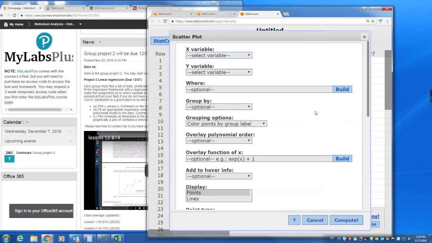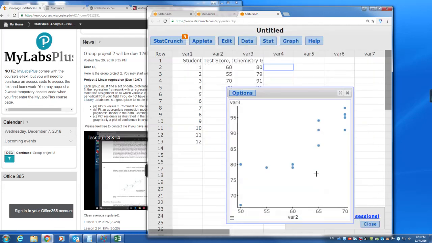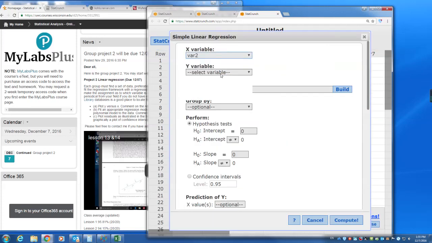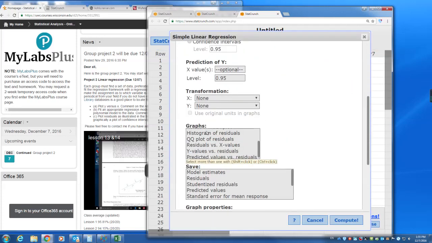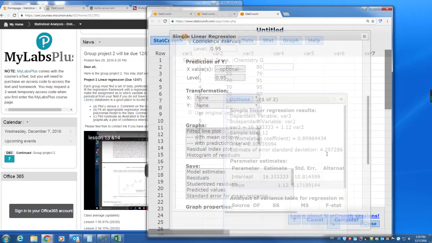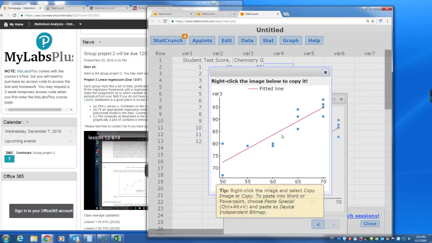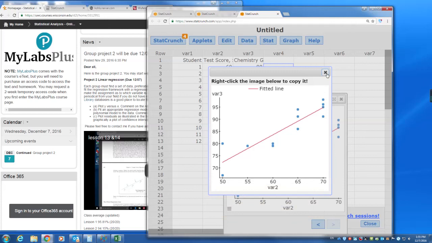You can compute it and it gives you the graph. Or another way is to do a simple linear regression. Choose x, choose y, and then you get graphs right here, including the fitted line plot, which also gives you the graph. Then I think you can copy the graph, and paste it into your Word document. Okay, so that's the first one.